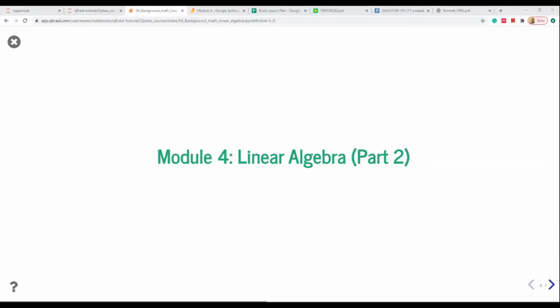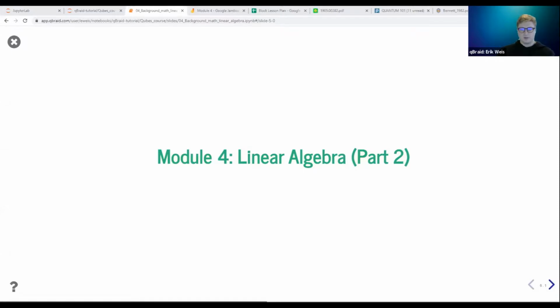All right, so welcome back, everyone. This is part 2 of module 4, where last time we were talking about vectors, and now we're going to talk about matrices. And in general, the purpose of this module, again, is to lay down some framework so that we have the mathematical tools we need to describe quantum systems, and specifically qubits.